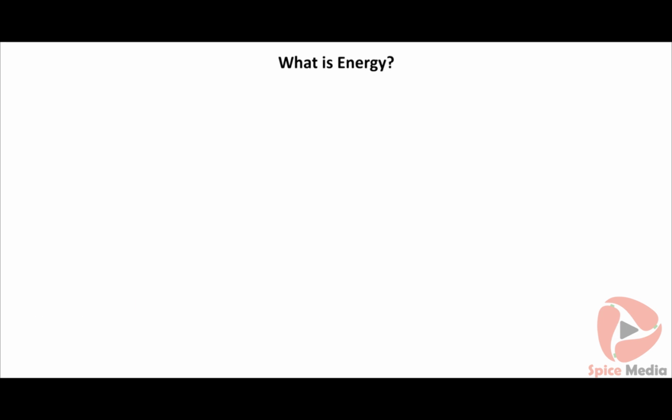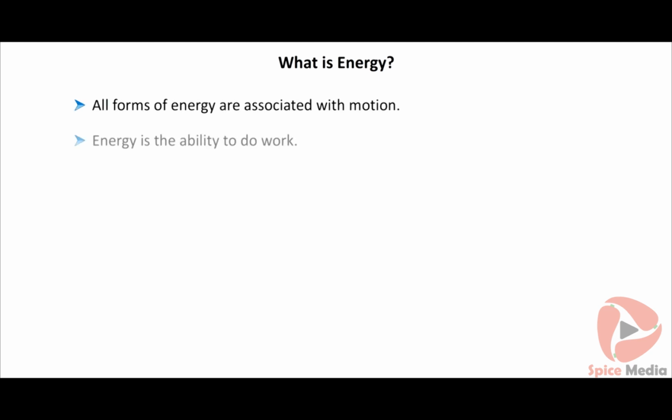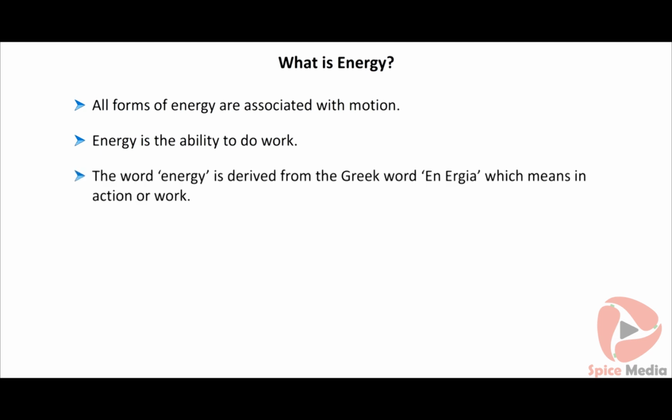We know that energy exists in different forms. All forms of energy are associated with motion. Energy is needed to move objects. In other words, the ability to do work is called energy. The word energy is derived from the Greek word energia, which means in action or work. It can be measured by the amount of work done.